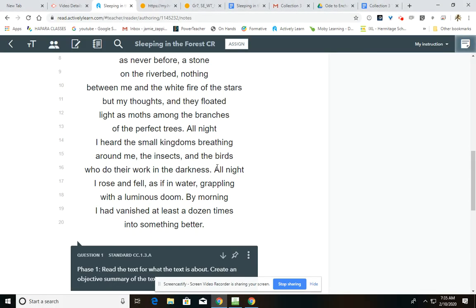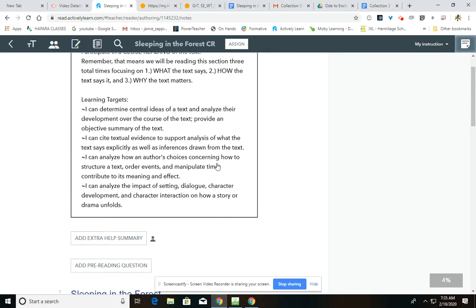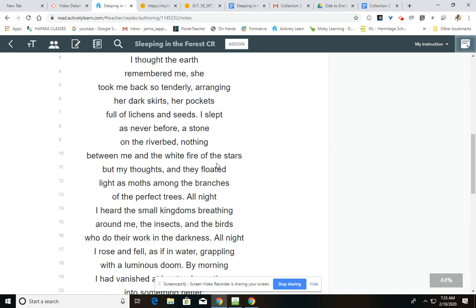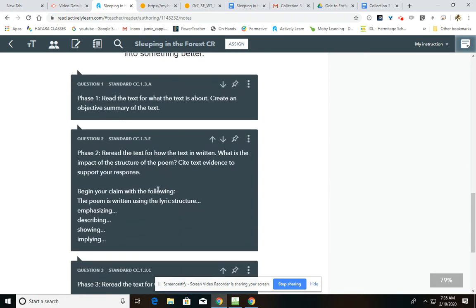In phase 2 of the reading, we're going to be reading for how the text says it. As we always reread for how the text says it, I want you to reread the poem again for structure. Again, you're going to be asked, what is the impact of the structure of the poem? And to cite text evidence to support your response.